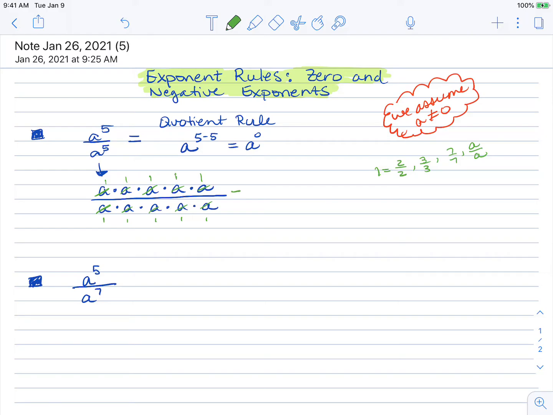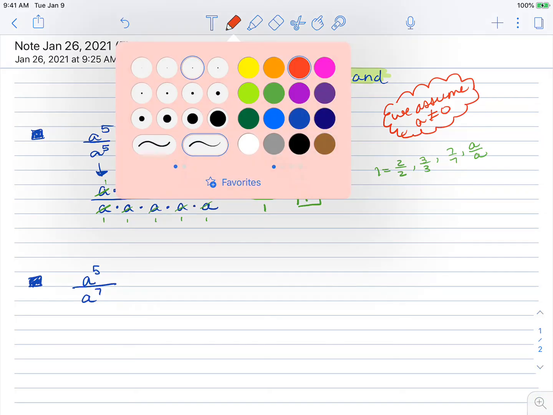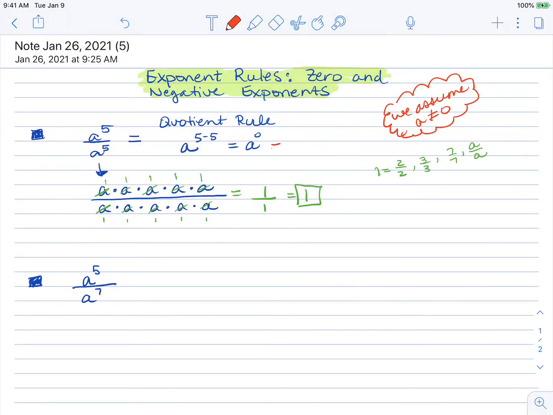When I multiply the numerator, I have 1 times 1 times 1, like 5 times, and that's going to be 1. On the bottom, I have the same thing. When I multiply 1 five times, I get 1, and 1 over 1 is 1. So we know that if we reduce the fraction, because we have the same thing on top as we do on the bottom, it's going to reduce to 1. So that means that right here, when I have a to the 0, anything to the 0 power is 1.